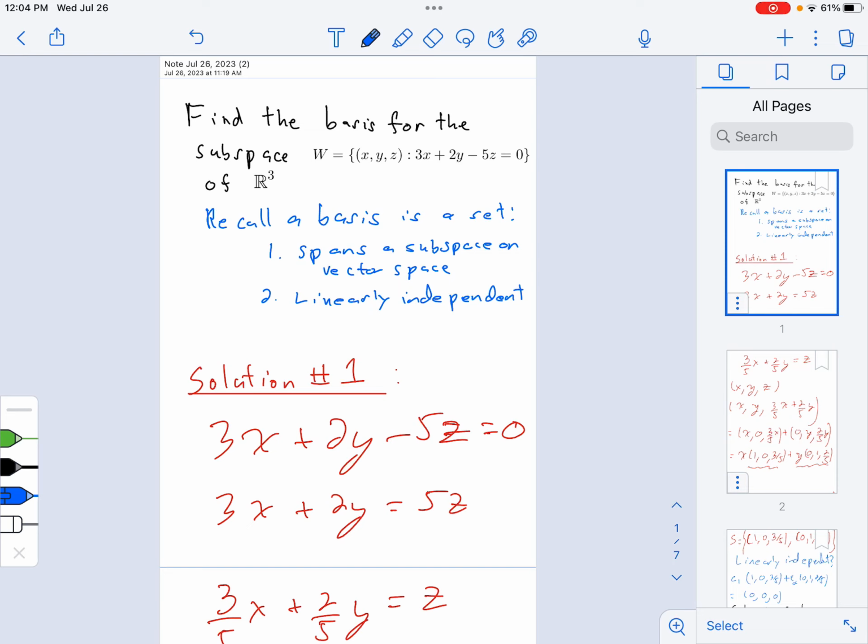All right, so we're doing some linear algebra, and we have the following problem. Find the basis for the subspace W of a set of all points x, y, and z such that 3x plus 2y minus 5z equals 0, and this is a subspace of R3.